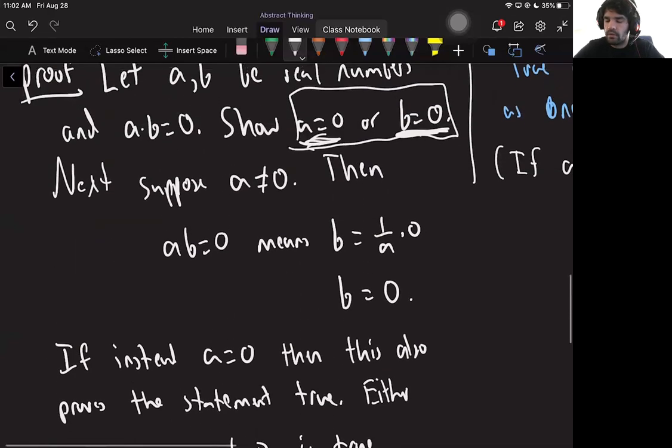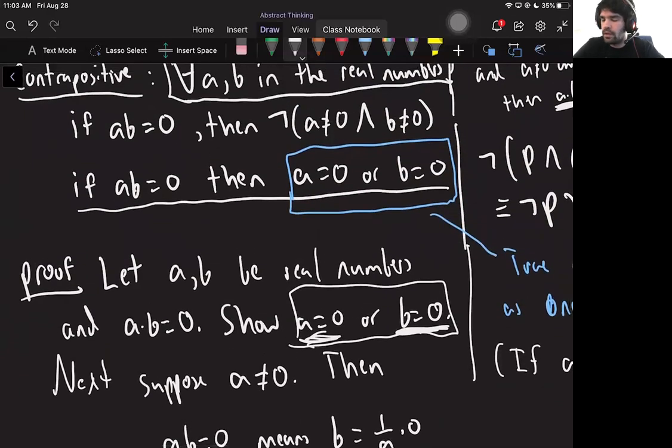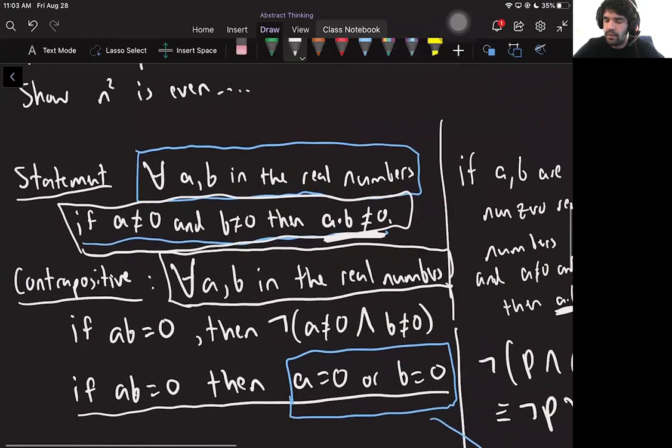So what we've done is we've proven the contrapositive, that if A times B equals 0, then either A or B has to be 0. And that's the same as the original statement, which is that if you take two non-zero numbers and you multiply them together, the result will not be 0.